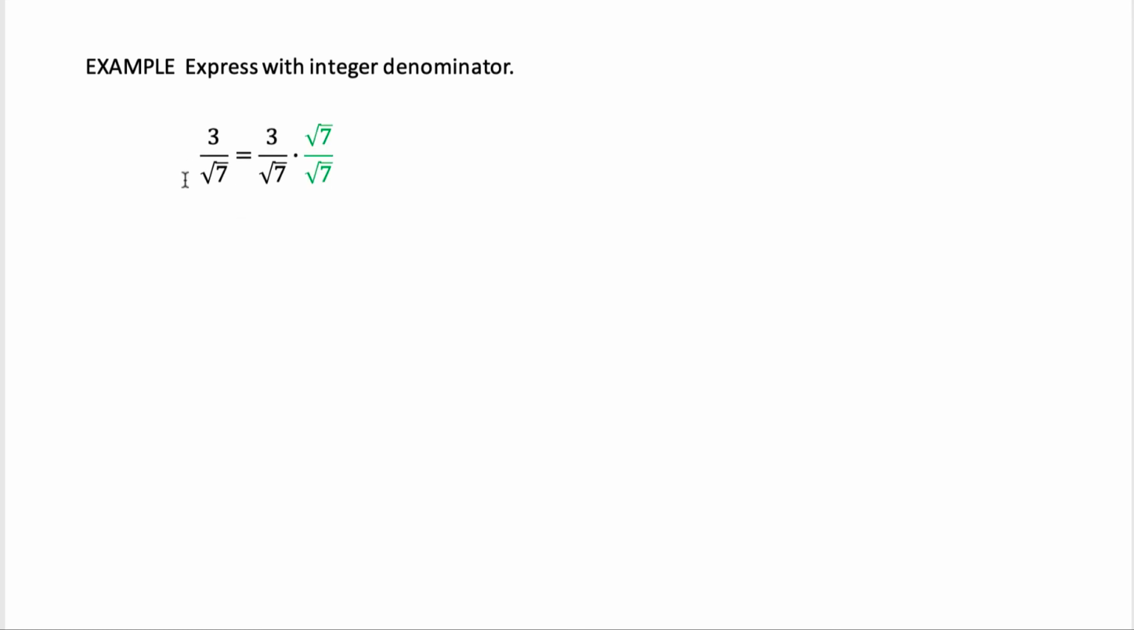We can get rid of the square root by expanding the fraction by the square root of 7, the number that we had in the denominator. So multiply both numerator and denominator by the square root of 7. Then 3 times the square root of 7 is just 3 times the square root of 7, and in the denominator you would have the square root of 7 times the square root of 7. And we'll remember that the square root of 7 times the square root of 7 is 7. And now we have an integer in the denominator.